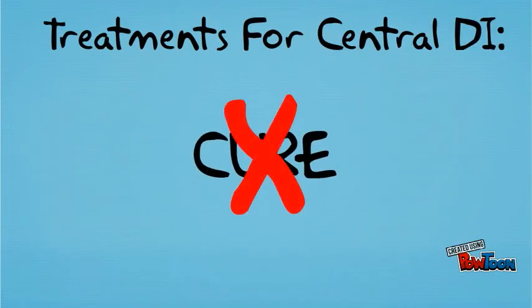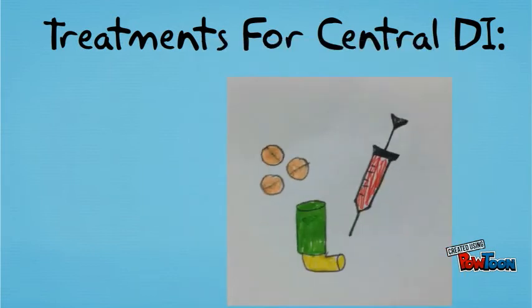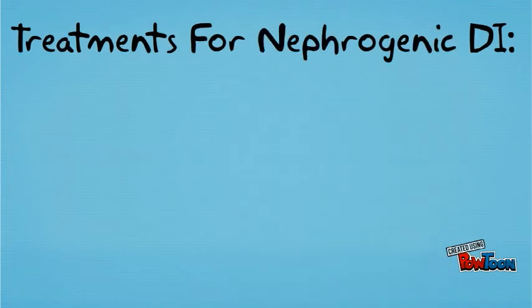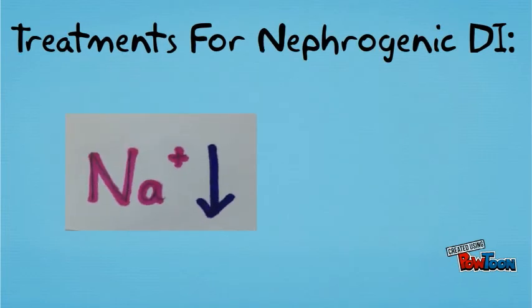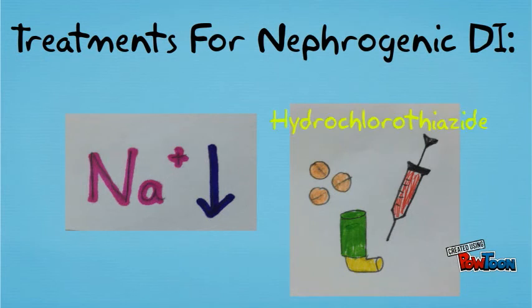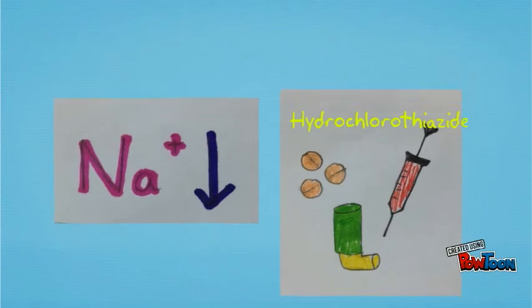Diabetes insipidus cannot be cured, although there are treatments available for managing symptoms. For central DI, a synthetic hormone called desmopressin mimics ADH properties and eliminates the need to urinate frequently. It can be administered nasally, orally, or by injection. For nephrogenic DI, a low-sodium diet is recommended to reduce the amount of urine produced by the kidneys. A drug called hydrochlorothiazide that discourages the absorption of salt is administered.